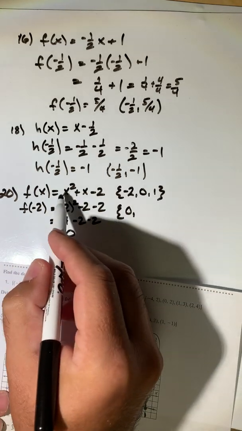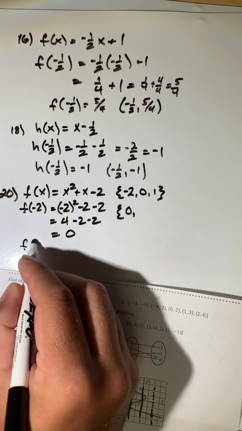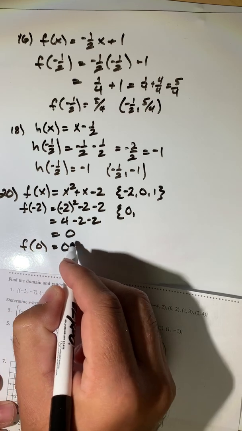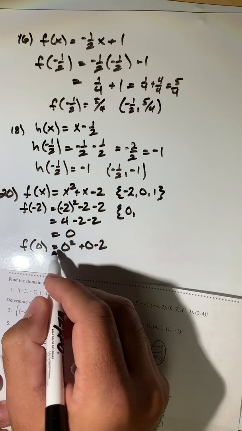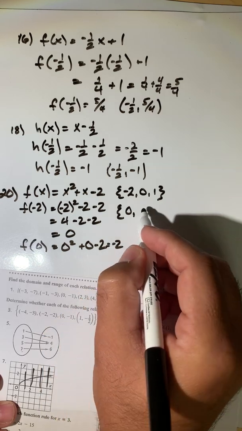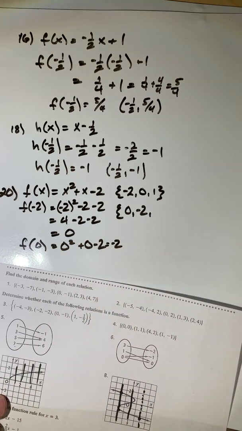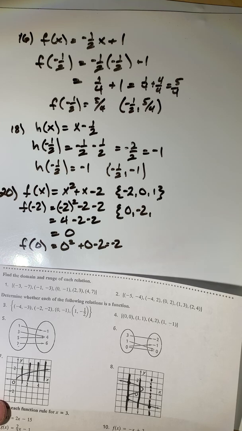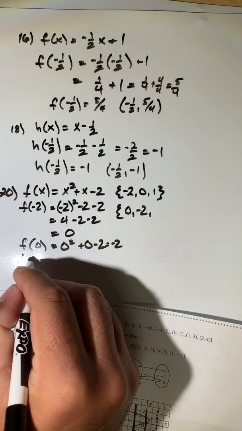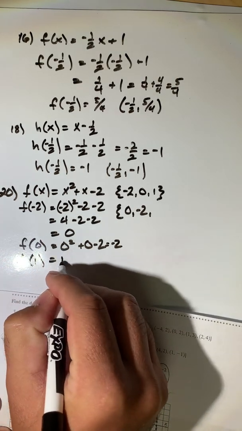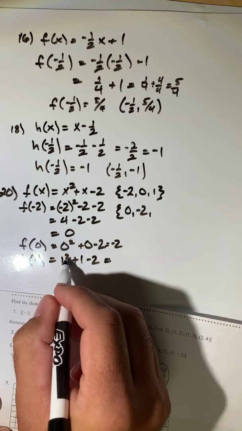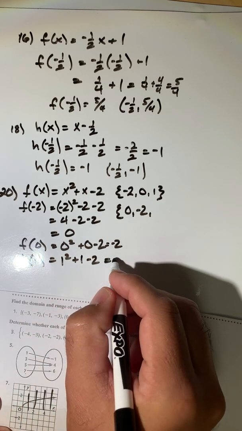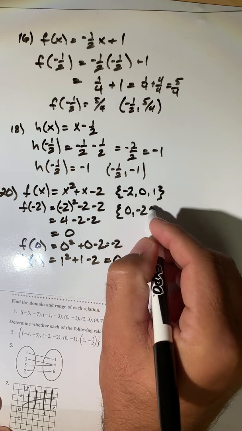Then we're going to do the same thing and plug in 0. So f of 0 is 0 squared plus 0 minus 2. That's obviously negative 2. So there's my next one. And then the last one, I'm going to plug in a 1. So we'll do f of 1. That's going to be 1 squared plus 1 minus 2. 1 squared is 1, plus 1 is 2. 2 minus 2 is 0. So I don't need to list it again.